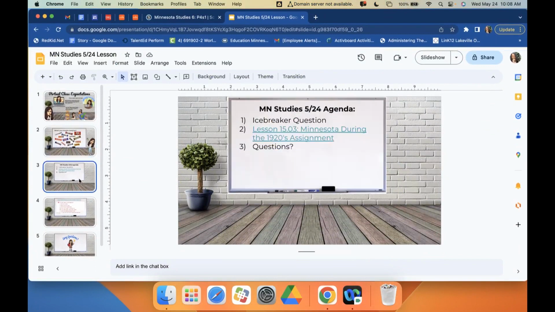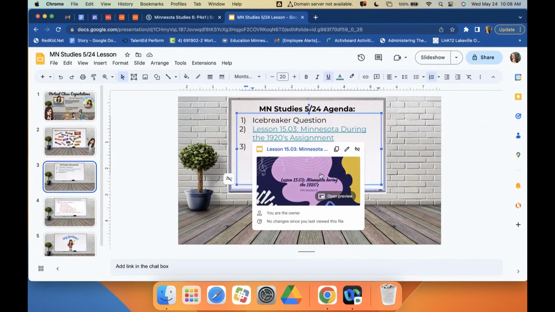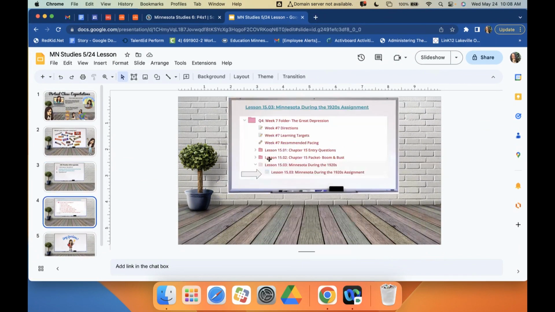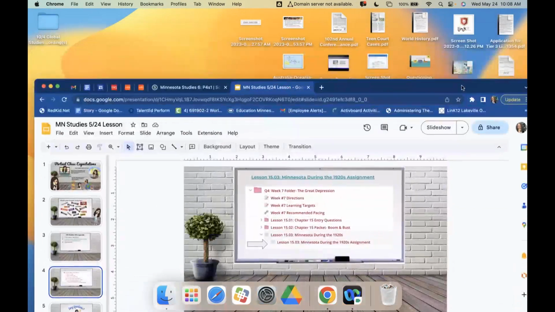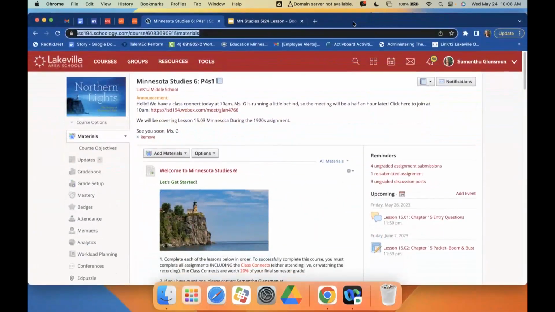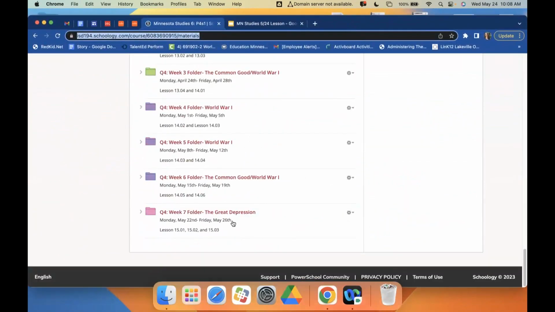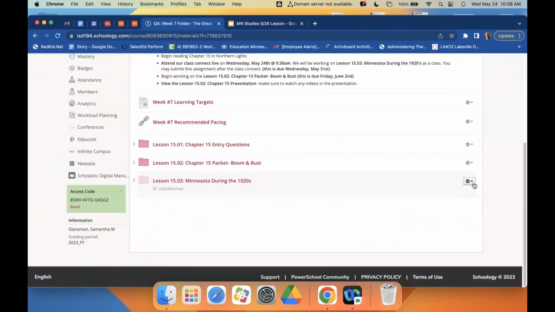So here is our agenda today. We just did the icebreaker question, and then we're going to work on lesson 15.03 together, Minnesota during the 1920s. That one is located in our quarter 4, week 7 folder. So I'll open that up right now, and then you can pull that up on your end.